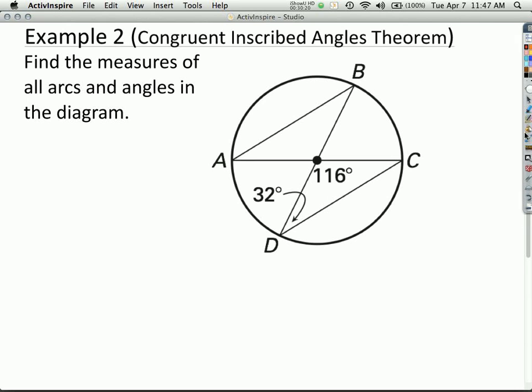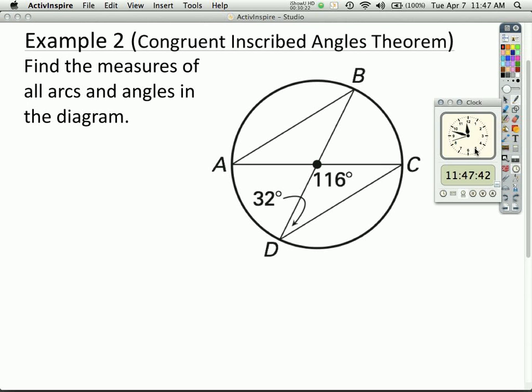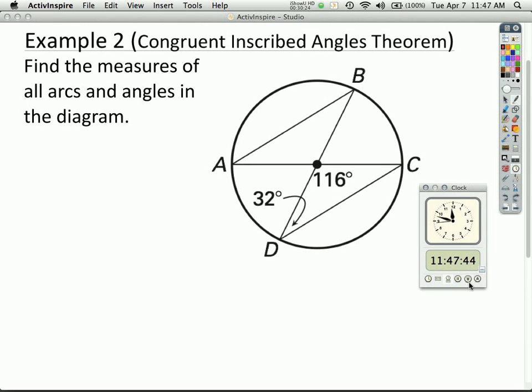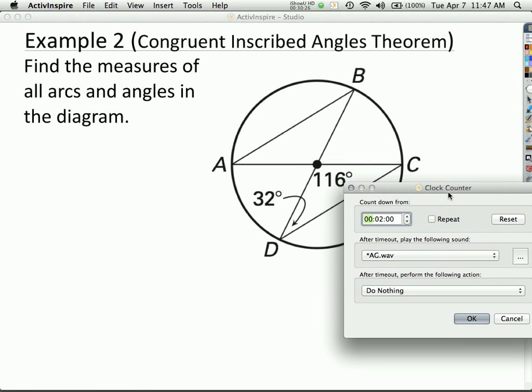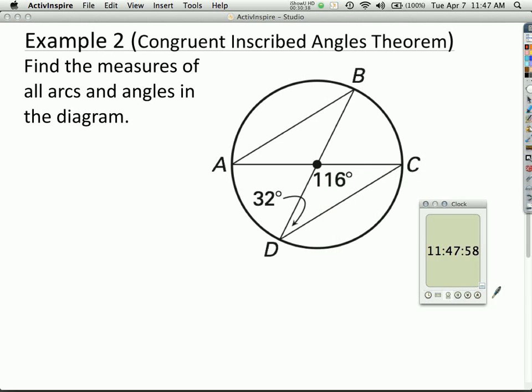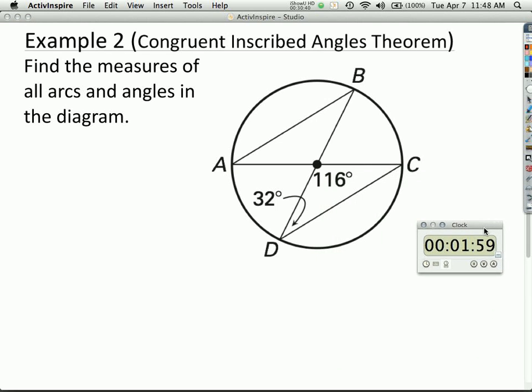So here's what we're going to do for this one. We're going to use this as a quick little team activity. And I'm going to give you 2 minutes. And I want you to find me as many measures of angles and arcs that you can. You don't have to find all of them. We're going to find them all together as a whole group. But you should be able to find quite a few.